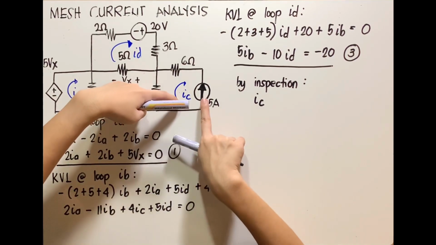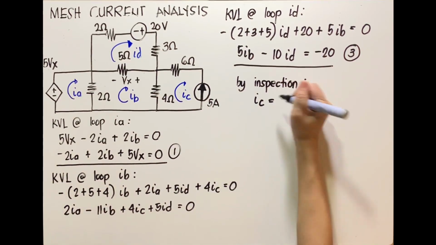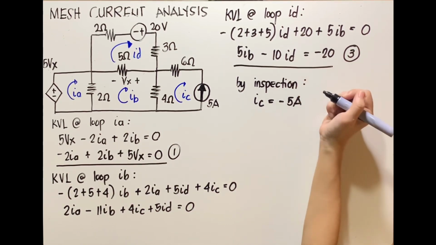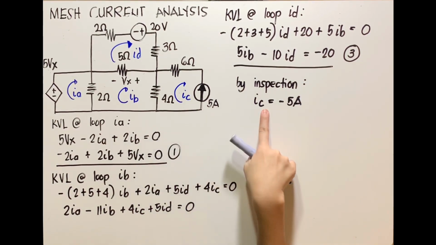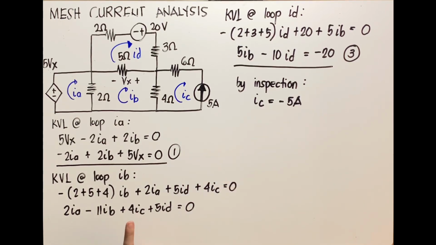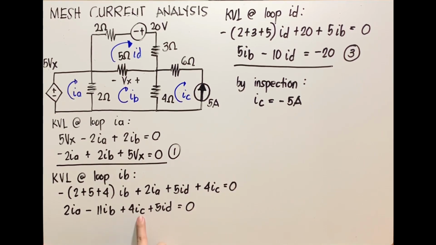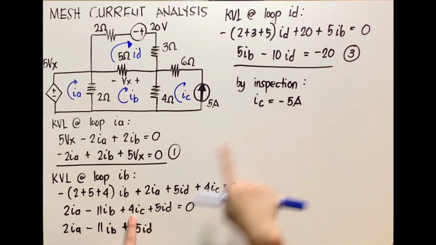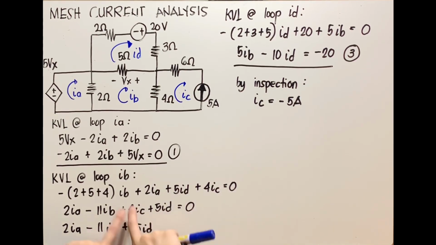But since magkasalubong sila, di ba? Kasalubong, that would be negative 5 ampere. So, anong nangyari? Meron ka ng value for IC. And IC happens to appear here. So, if IC appears here, pwede ko na itong isubstitute. I will get an equation that is 2IA minus 11IB plus 5ID. So, hindi ko na pinakita yung substitution pero that would be plus 4 times negative 5. So, negative 20 yun. I'll transpose that to the right. Magiging positive 20 na siya. And this is my equation number 2.